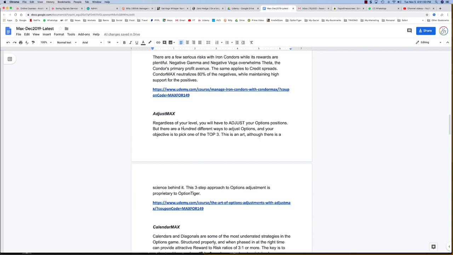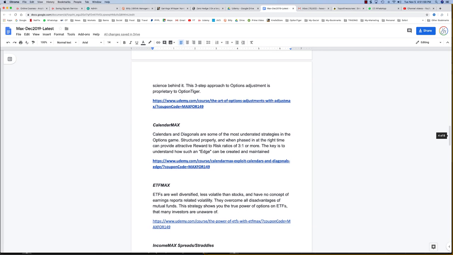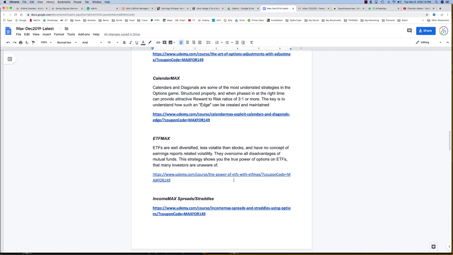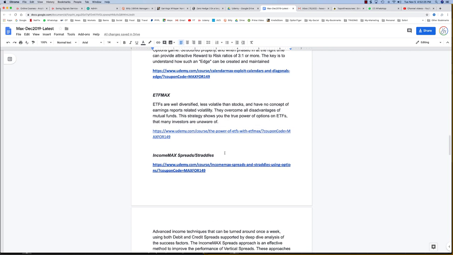Adjustments are an art. Although there is a science behind it, it is definitely an art, and so this is something that would be applicable for everybody. Calendars and diagonals are some of the most underrated strategies, and you can at times get a reward to risk ratio of 3:1 or more. ETF Max is for slightly longer-term trades, about 3 to 6 months. If you like to trade ETFs using options, you can find tremendous leverage and tremendous reward to risk ratio at very low risk, actually.